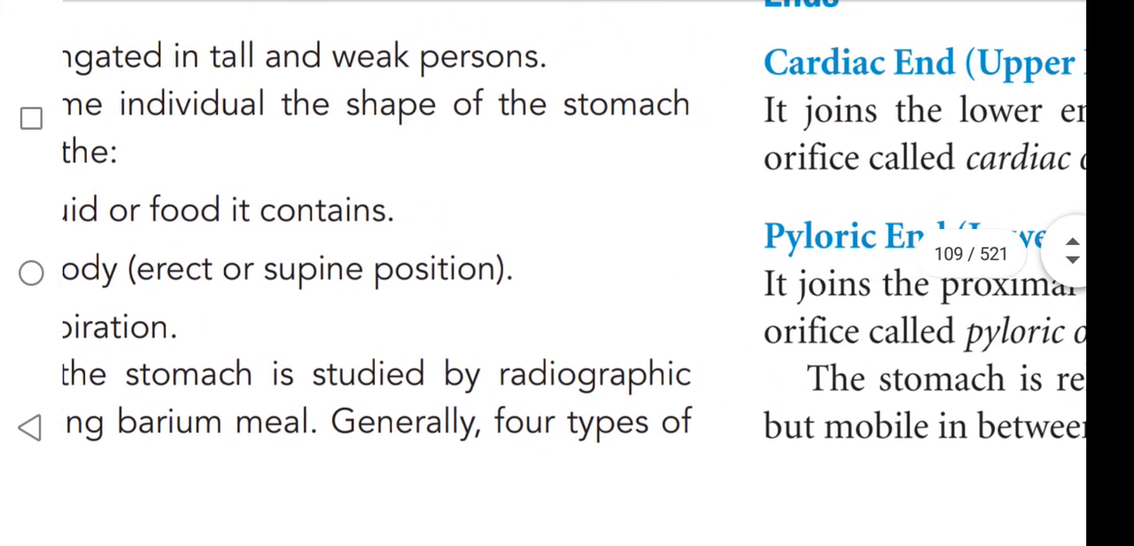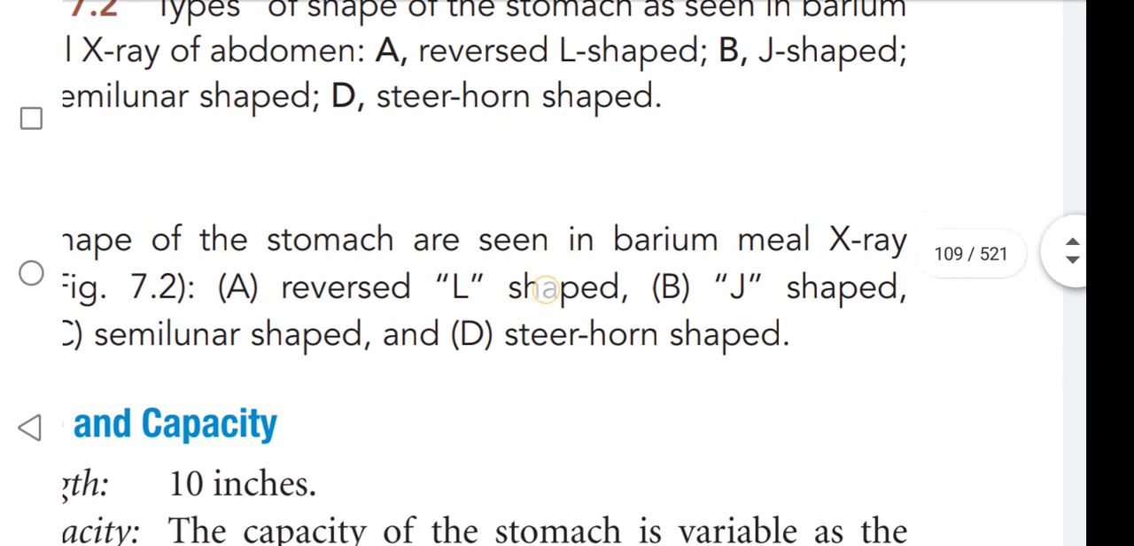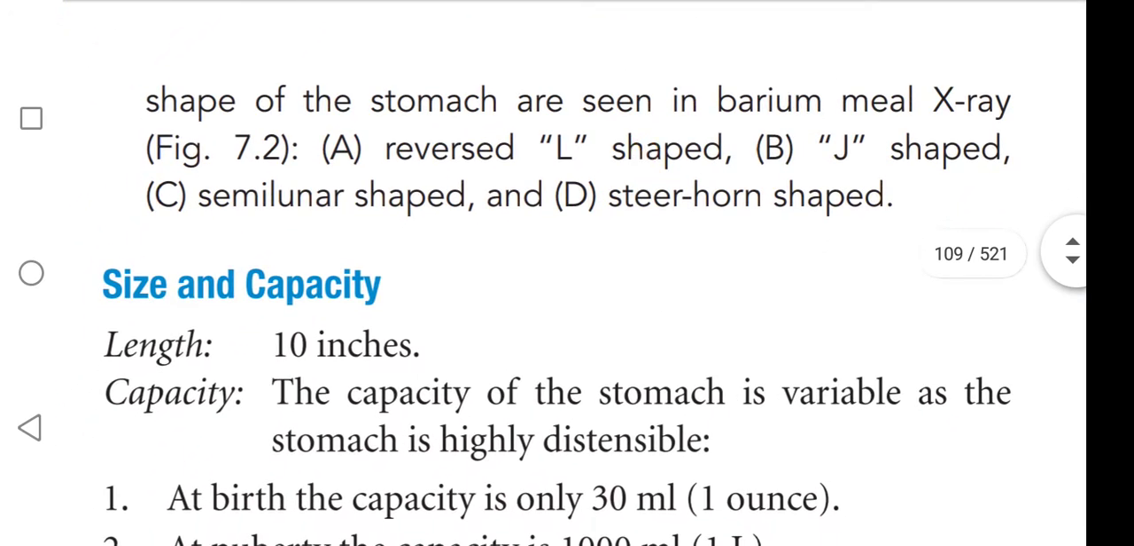Generally, four types of shapes of stomach are seen in the barium meal X-ray. What are the four types? Next we see the diagram: reversed L-shaped, J-shaped, semi-lunar shaped, and stair horn shaped. These are the four types.